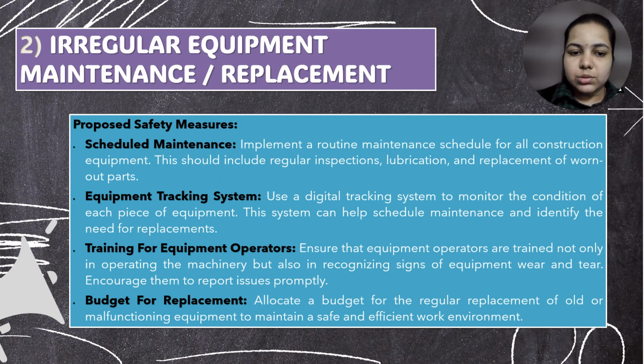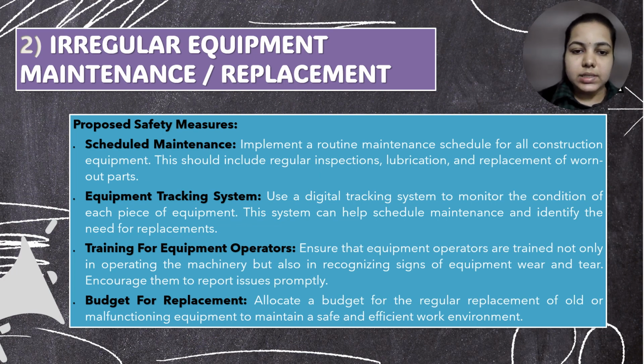The second issue is irregular equipment maintenance or replacement. For proposed safety measures, the first point is scheduled maintenance. Implement a routine maintenance schedule for all construction equipment. This should include regular inspection, lubrication, and replacement of worn out parts.